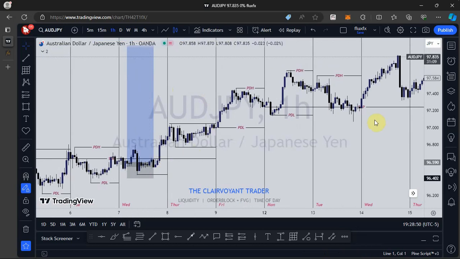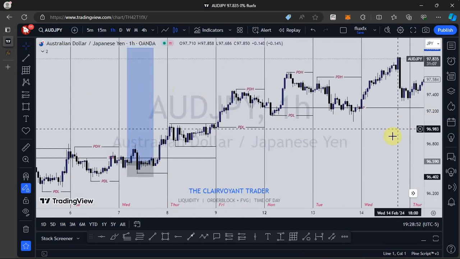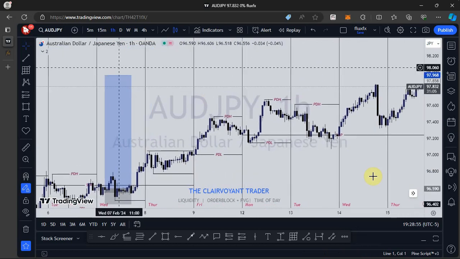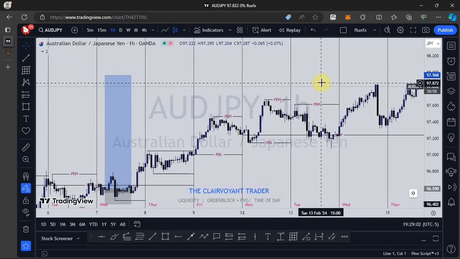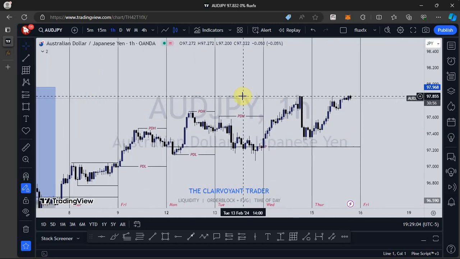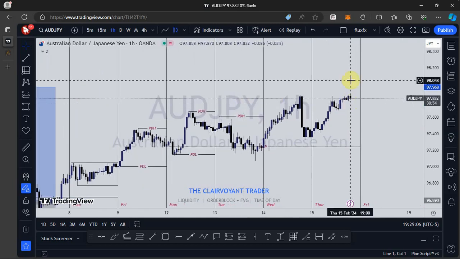Our target is around 137 pips, and we are almost close to our target. All right, we are almost close to our target. So I'll still expect to see price continue to push to the upside.